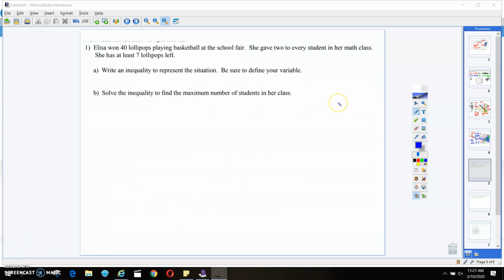Okay. Eliza won 40 lollipops playing basketball at the school fair. She gave 2 to every student in her math class. How nice. She has at least 7 lollipops left. Write an inequality to represent the situation. Be sure to define a variable.